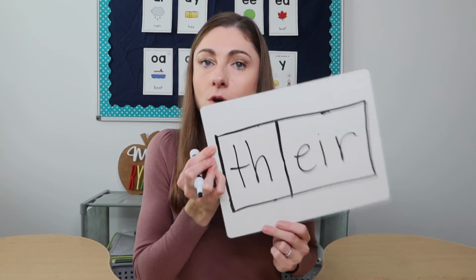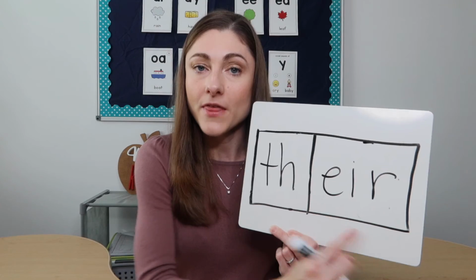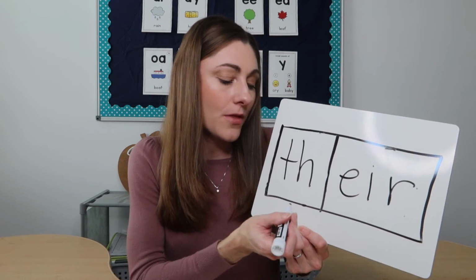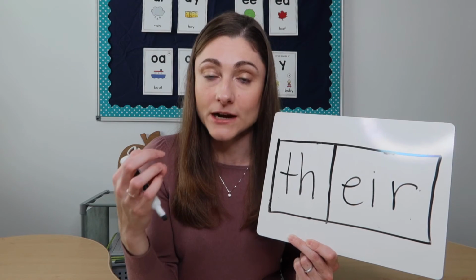Let me just show you a couple more. Okay, let's do the word there. Like, it is their fault that we couldn't come. So this word is mapped like this. Okay, so the th sound is making the voiced th digraph sound.